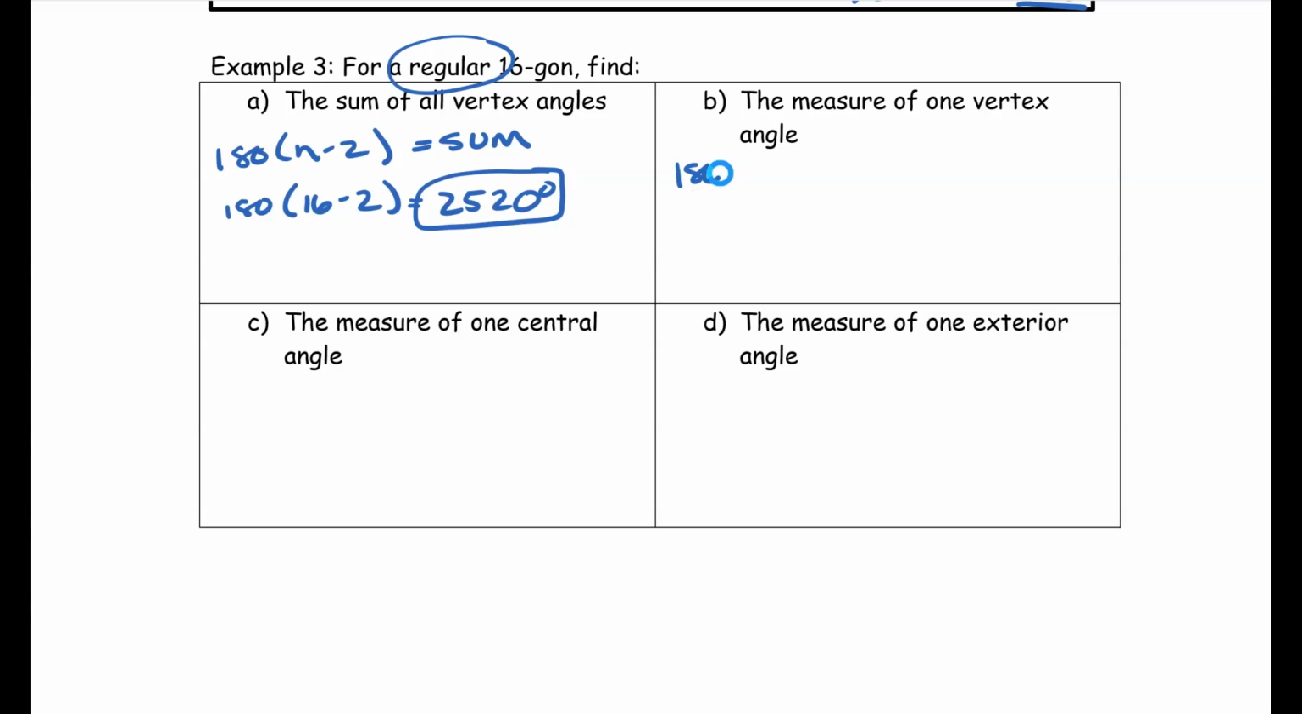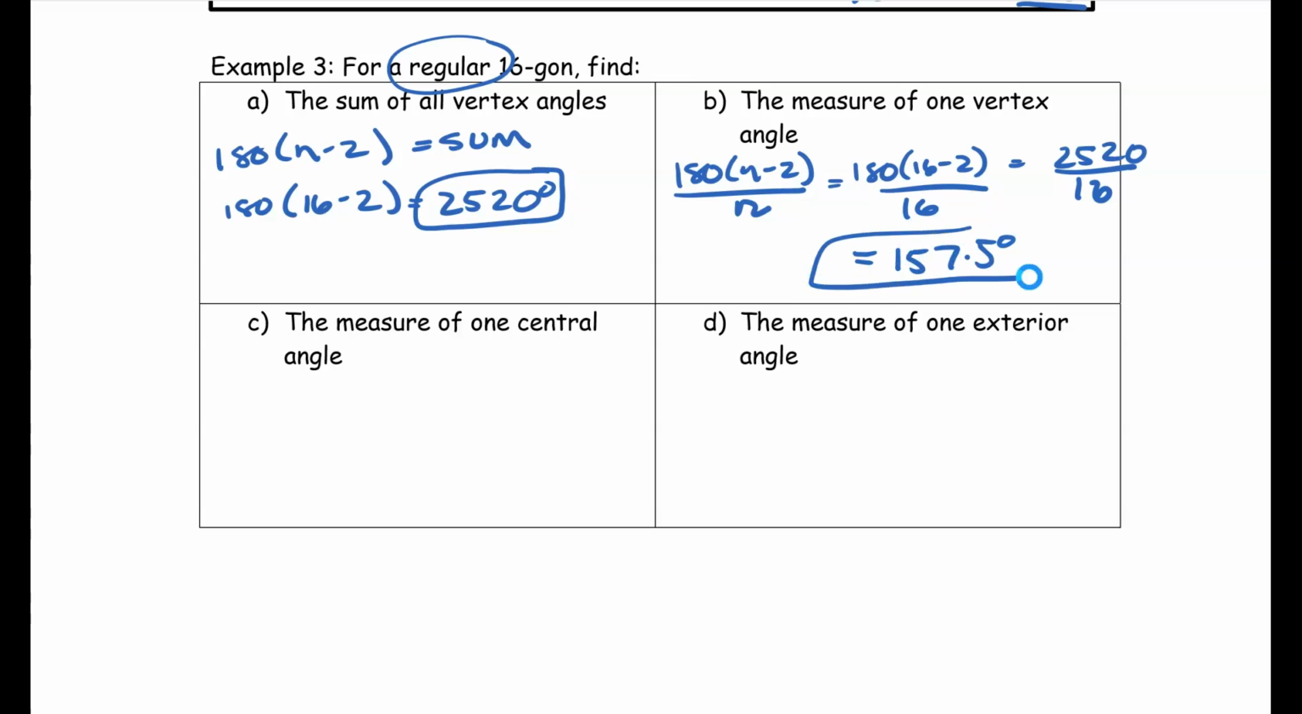If I want to know the measure of one vertex angle and it's regular, then I can use the formula 180 times (n minus 2) divided by n. I just divide by the number of sides. I already found that 180 times (n minus 2) was 2,520, and then all I have to do is divide that by 16 and I get 157.5, because 157.5 times 16 is the angle sum, 2,520.